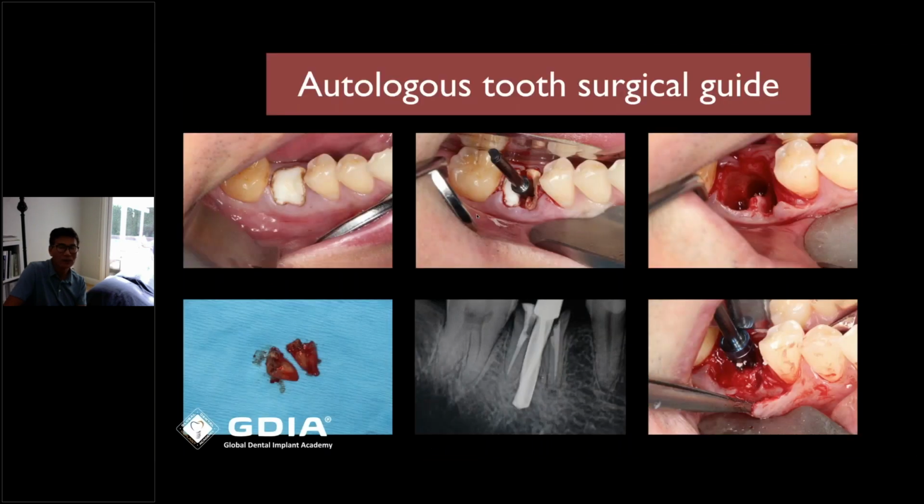So that's another way of using your autologous tools. I usually section the coronal part, the crown section, and then use the septum as a guide.